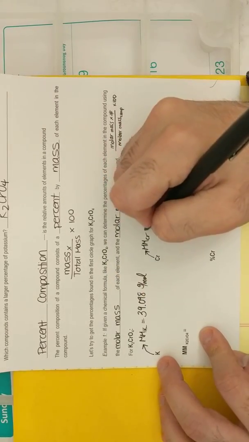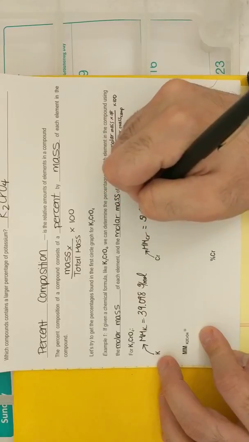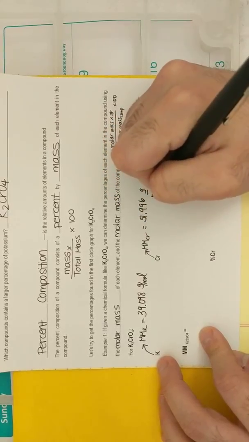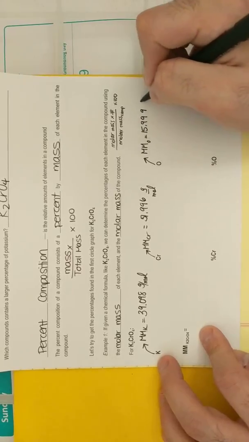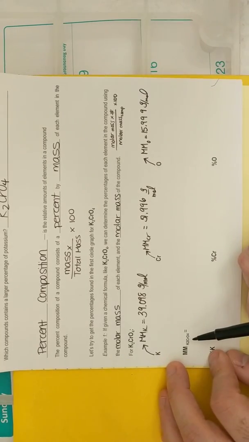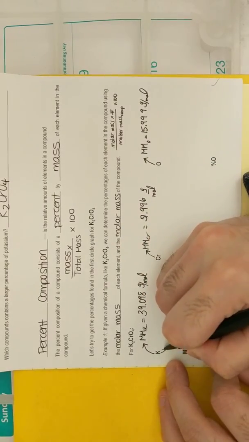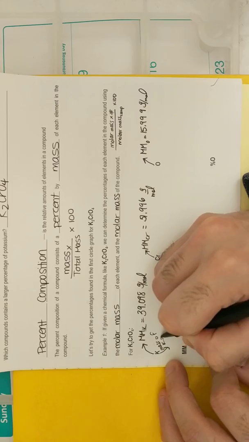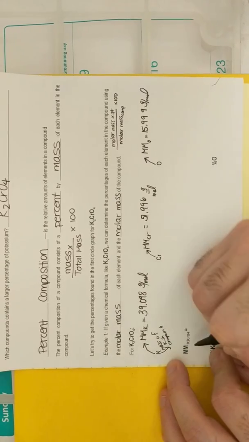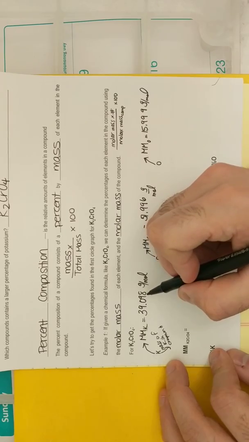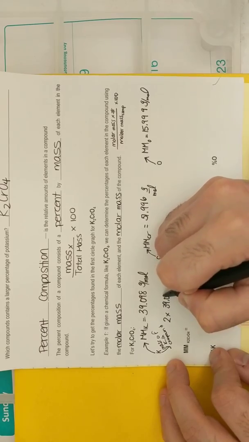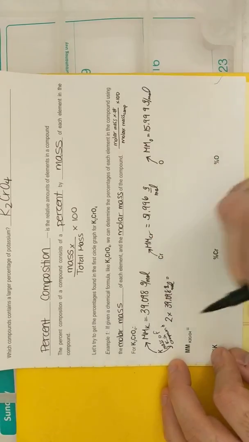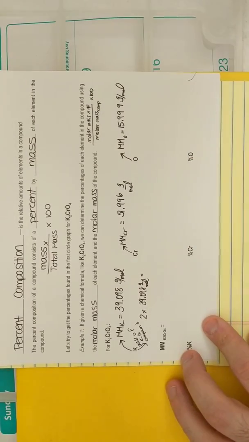The molar mass of chromium, Cr, is 51.996 grams per mole, and the molar mass of oxygen is 15.999 grams per mole. Now, in this compound there are two potassiums, so I'm going to figure out the mass of K in the compound. If I take this 39.098 and multiply by 2, I will get my mass of potassium in this compound.